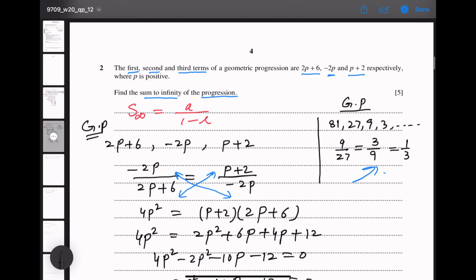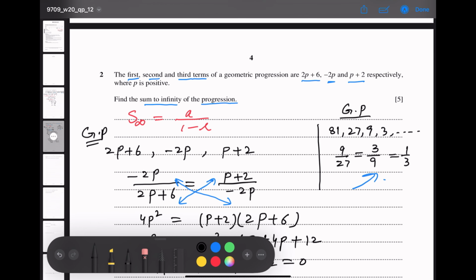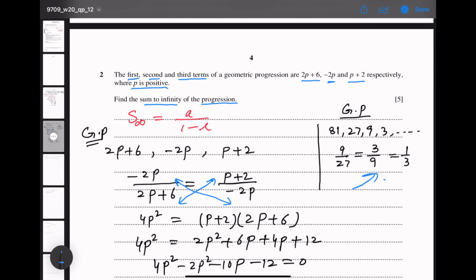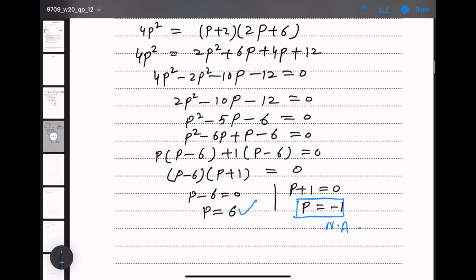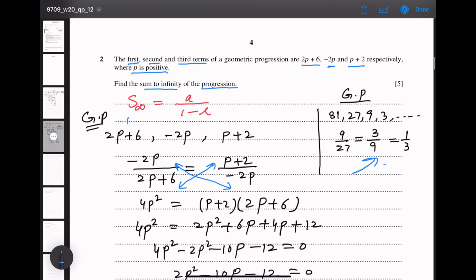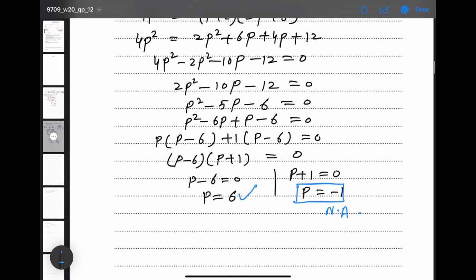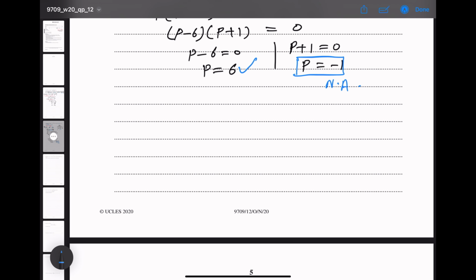Now it is given in the question statement that p is positive. So p equal to negative 1 is not applicable. So only p is 6. Now we will put it here. This is the first term of the GP, this is the second term, this is the third term. Now putting the value of p, we get the three consecutive terms. Now the GP becomes.